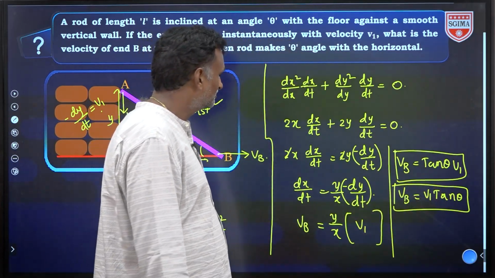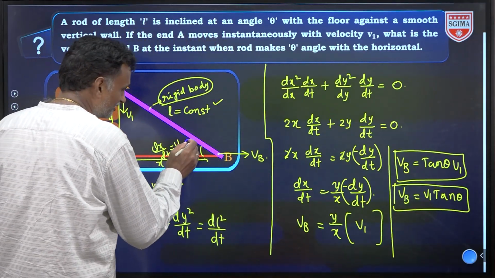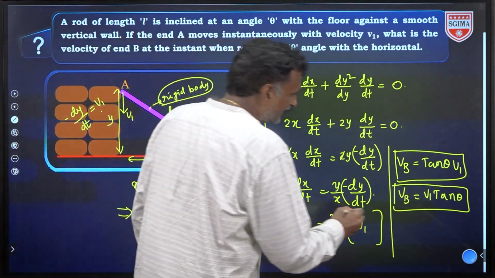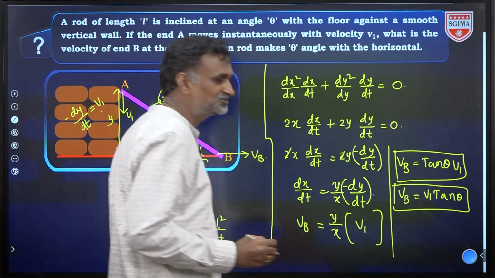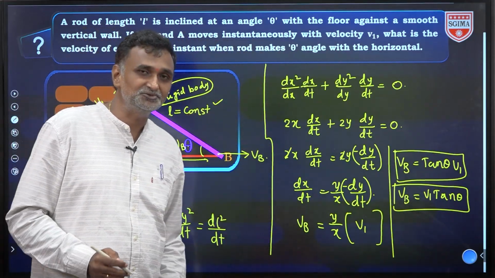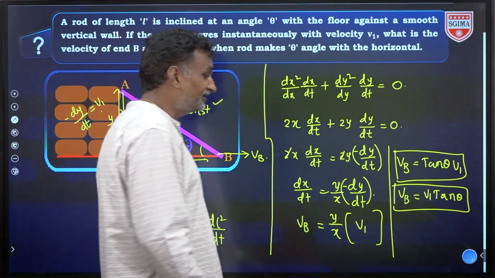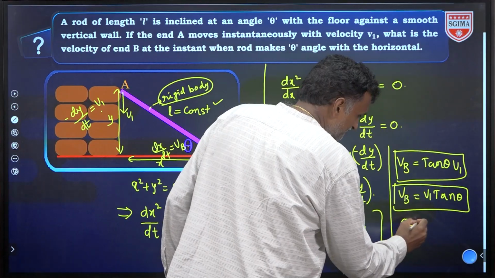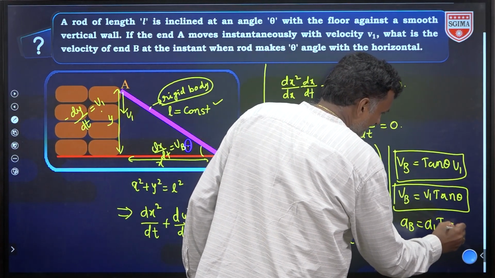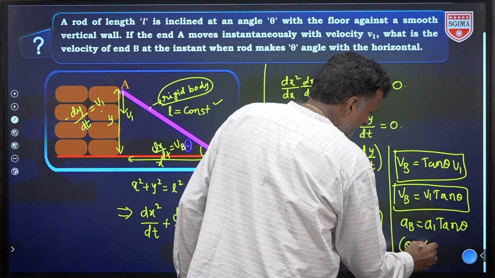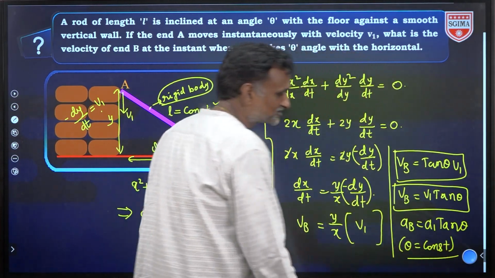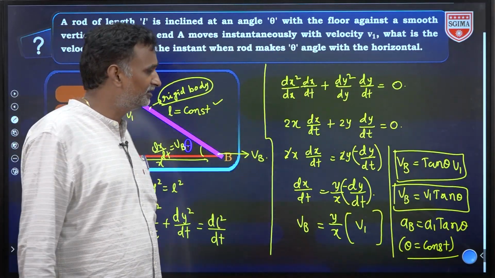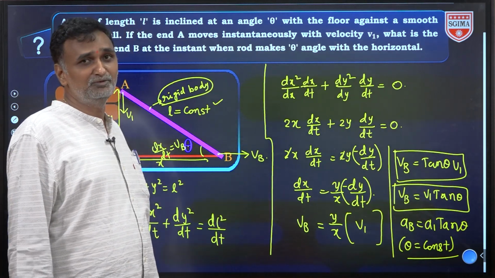And now, as long as theta remains constant, we can take the differentiation of this velocity with respect to time. Differentiation of velocity gives you acceleration. If theta remains constant, then acceleration should be taken as AB equals A1 tan theta. This is applicable only in the case of theta remaining constant. That is it. So this is the way we can find the relation between end A and end B.